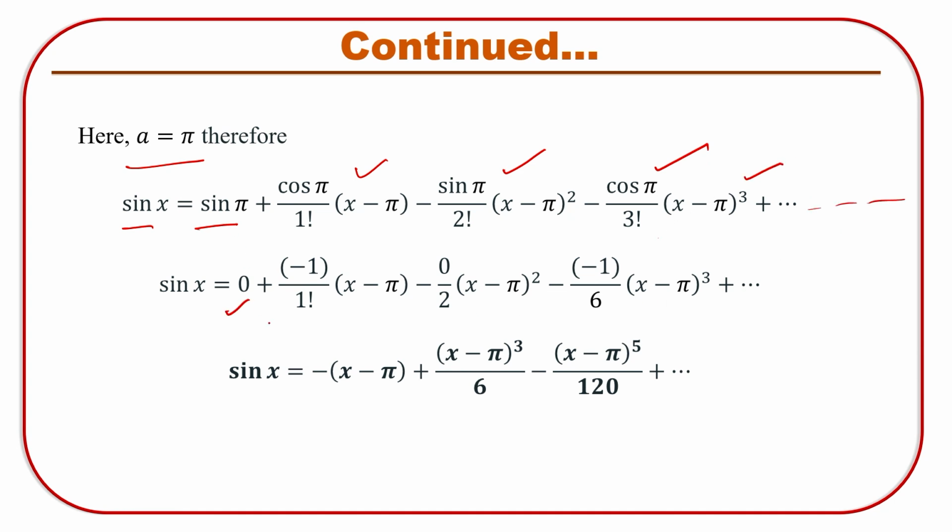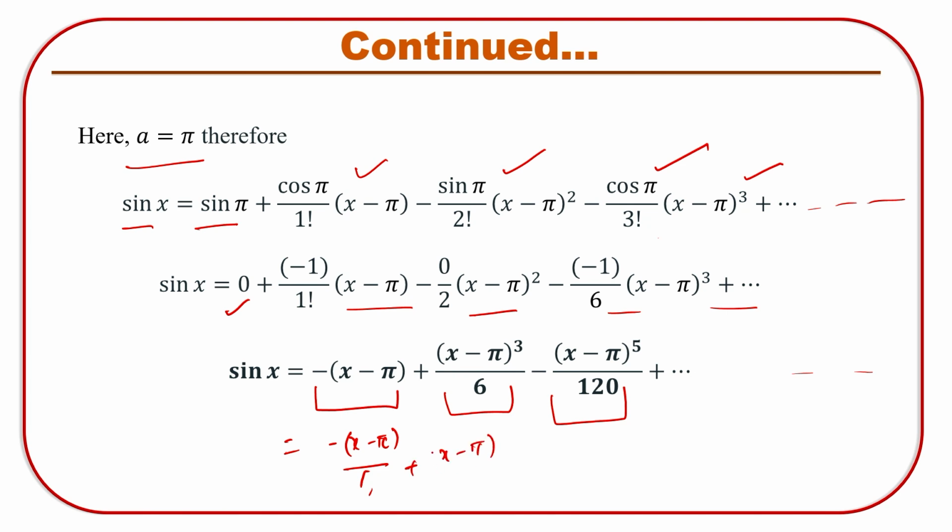So, sin pi becomes 0 and cos pi is equal to minus 1, and putting in the whole value, it comes out that sin x can be written as minus (x minus pi) plus (x minus pi) whole cube by 6 minus (x minus pi) whole 5 by 120, and so on. Now, you can write this not in this way, but as minus (x minus pi) by factorial 1 plus (x minus pi) whole cube by factorial 3 minus (x minus pi) whole 5 by factorial 5, and so on, right.